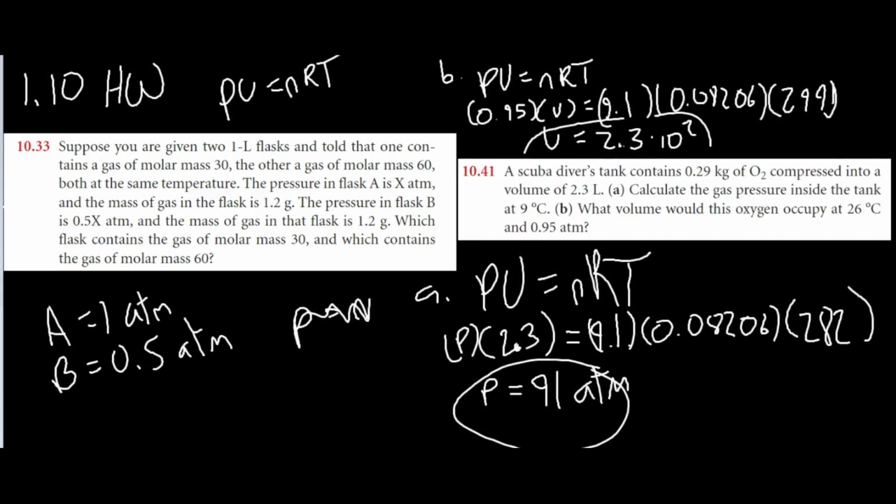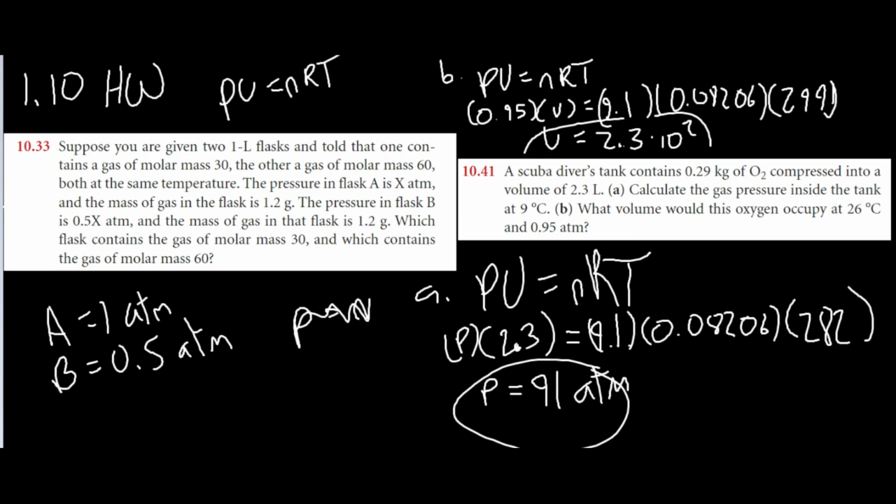Okay, and as for 41, sorry, I actually put the picture of 40, but it's 41. This is just plugging into PV equals nRT. A scuba diver's tank contains 0.29 kilograms of oxygen compressed into a volume of 2.3 liters. Calculate the gas pressure inside the tank at 9 degrees Celsius. So first thing you need to do is just convert kilograms of oxygen to moles of oxygen. I got 9.1 moles, and then you just plug in your values for PV equals nRT. So 2.3 liters for volume, 9.1 moles for n, 0.08206 for R, which is the constant, and 282 degrees Kelvin for T. And from that, I got 91 atmospheres.